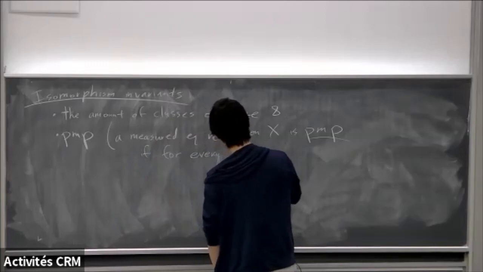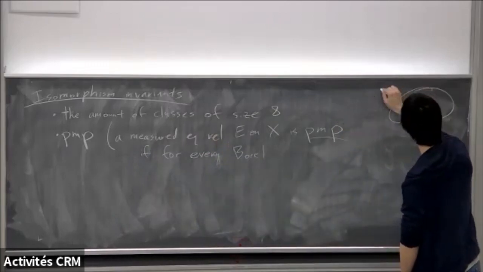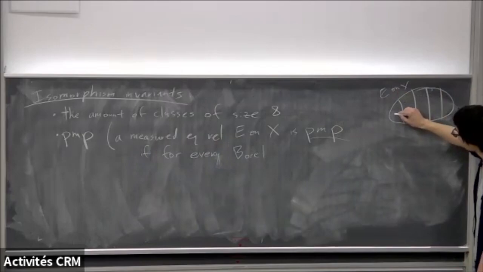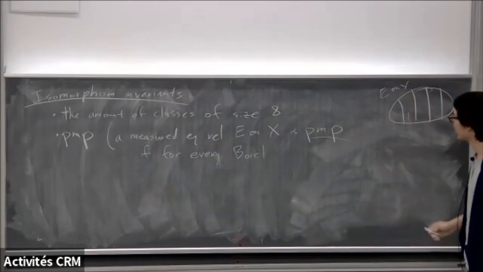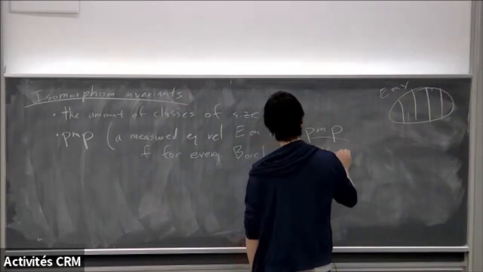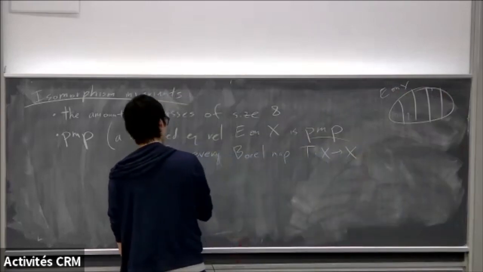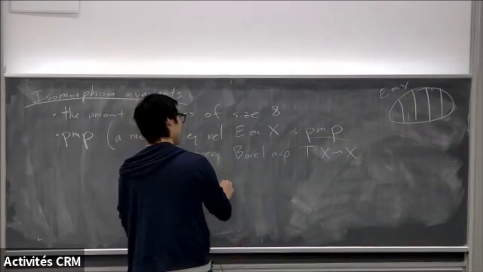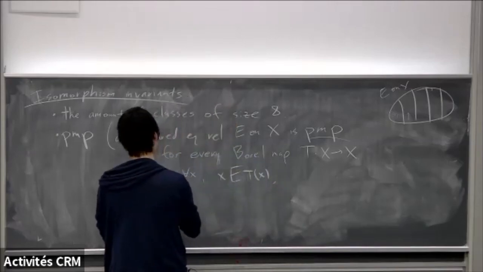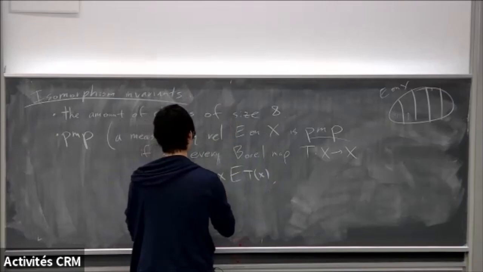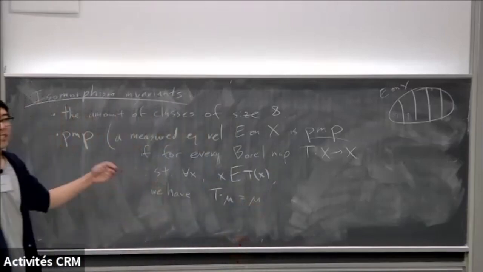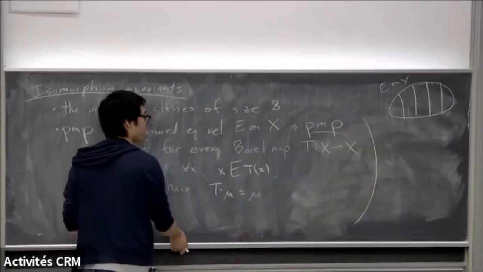every Borel function. Okay, so the idea is this: you have your equivalence relation E on X, so the equivalence classes look like this. The statement is that if you take a bijection which just stays within each class, so it doesn't move the classes around, then it should also preserve the measure. So if for every Borel map T from X to X, which stays in each class, such that for all X, X is E related to TX, we have that the measure is preserved. So the push forward of the measure under T is the measure. I'm just saying if you take T of a set and measure it, it doesn't change the measure at all.